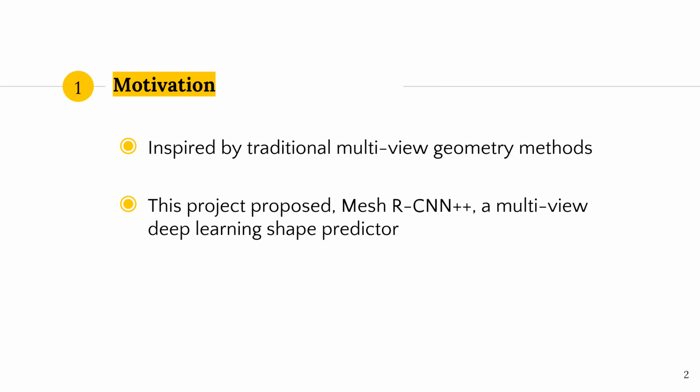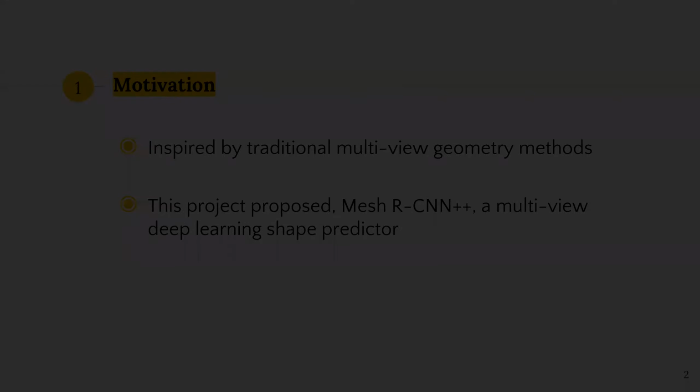Inferring the 3D structure and geometry of scenes and objects from one or multiple 2D images has been one of the primary goals of image-based 3D reconstruction. In recent years, the improved progress of deep learning techniques and the increasing availability of large 3D training datasets has led to significant advances in 3D shape understanding using deep learning. Inspired by traditional multi-view geometry methods, this project proposes Mesh RCNN++, a multi-view deep learning shape predictor.